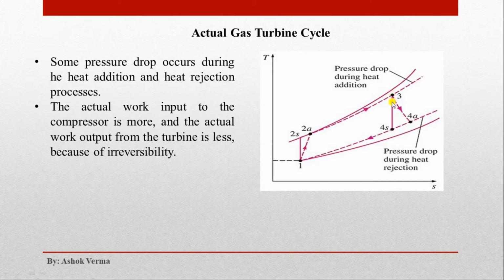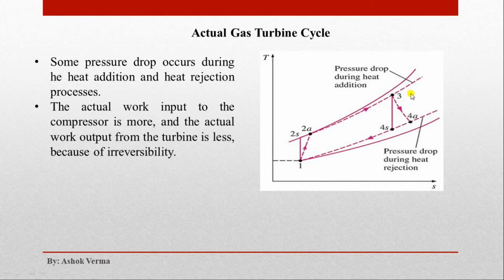And here you can see during the expansion, if the process is isentropic, then the final point will be 4S. But due to the irreversibility, the final point reaches 4A, which is higher than 4S. So the net work from a turbine will be the difference of these 2 points. So if the final point increases, means T3 minus T4.